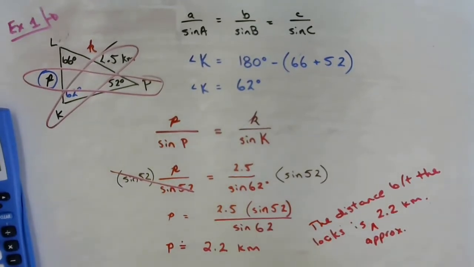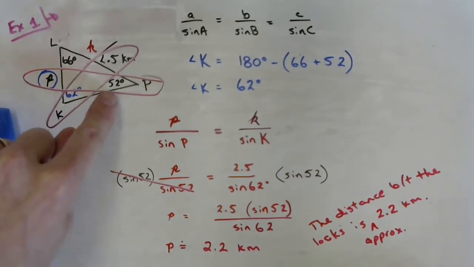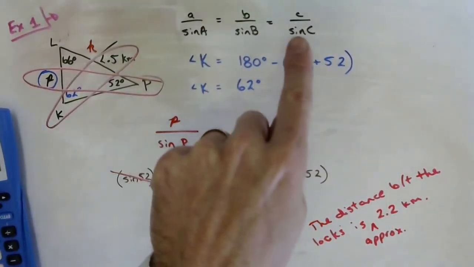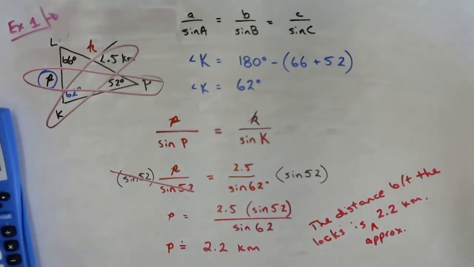Okay, that's using sine law. What did we need? We needed opposite information. In this example, we didn't have it. At least it looked like we didn't have it, so we needed to use our sum of interior angles to first get that one completed ratio, and then we could use it to work through the rest of the problem.